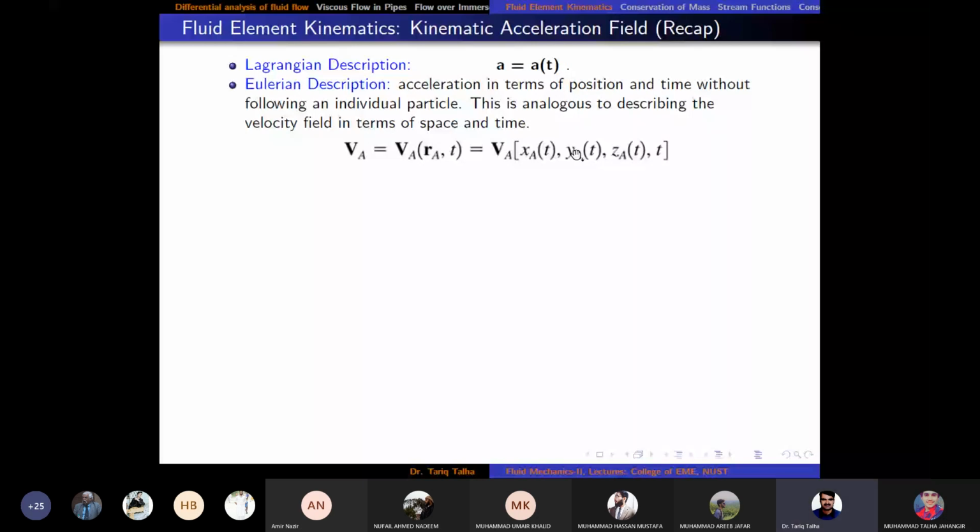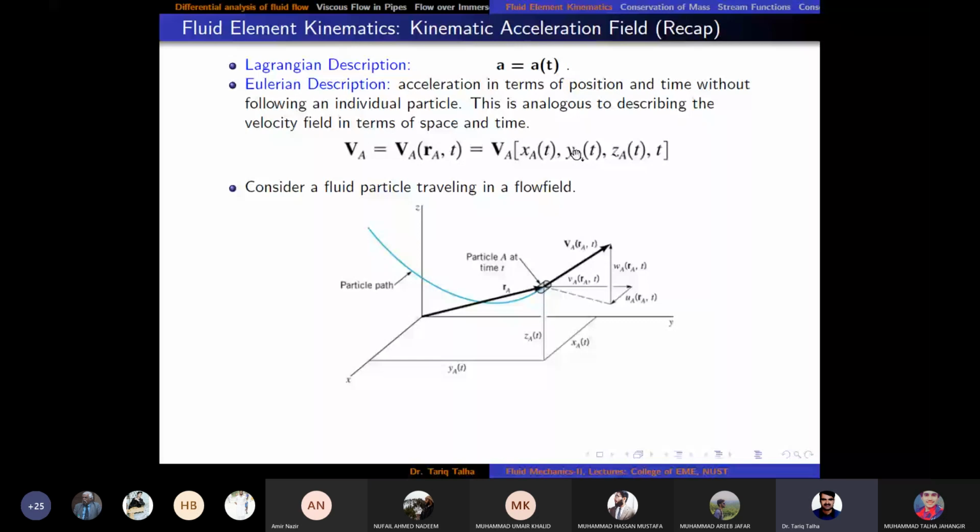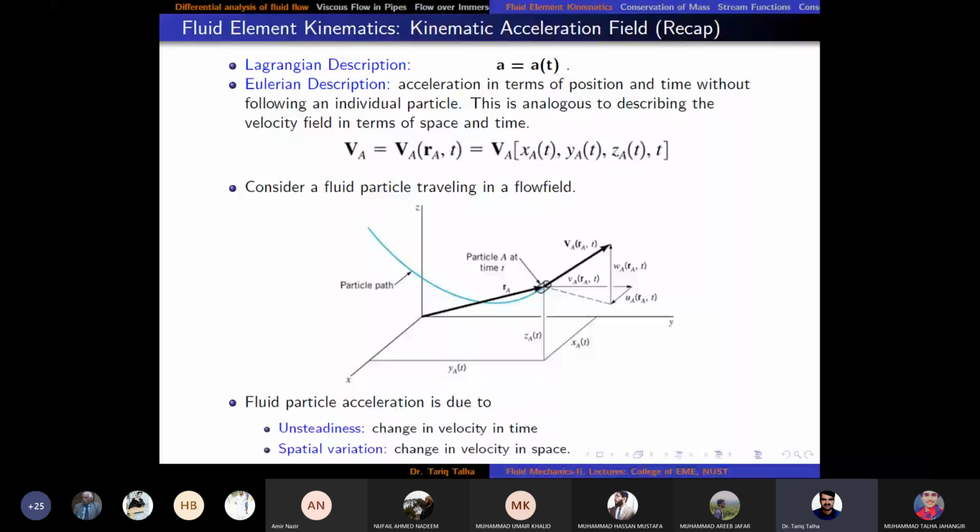So when fluid particles travel in space, the acceleration is due to 2 factors. One is the time rate of change, and one is the spatial variation.